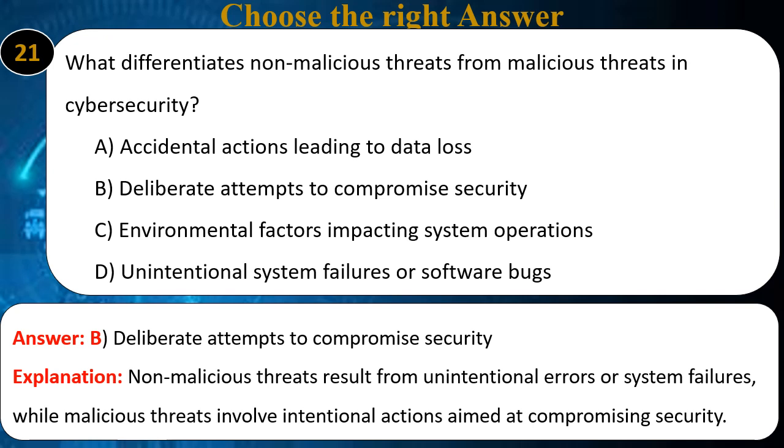These can be disruptive, but they aren't motivated by malicious actors specifically targeting cybersecurity vulnerabilities. D. Unintentional system failures or software bugs. While these can also compromise security, they are accidental, unlike the deliberate actions aimed at causing harm that characterize malicious threats. Therefore, the defining characteristic of a malicious threat in cybersecurity is the presence of a deliberate act meant to exploit vulnerabilities and cause harm to a system or its data. This contrasts with non-malicious threats, which arise from unintended actions, environmental factors, or system failures.